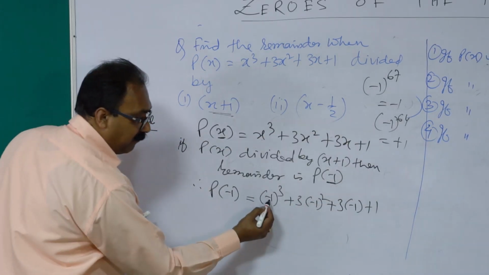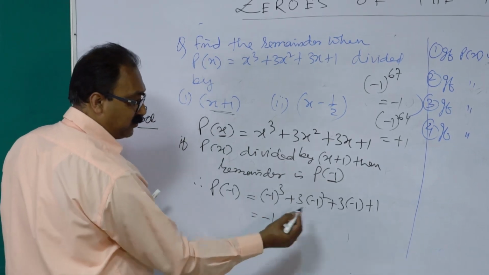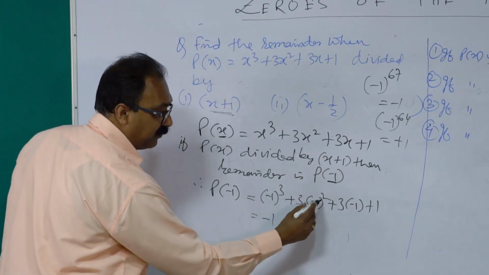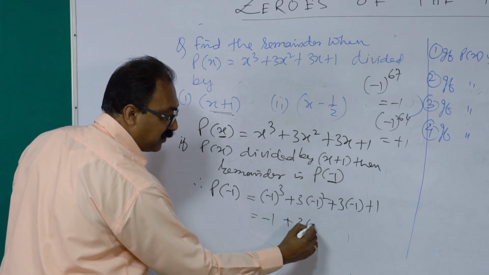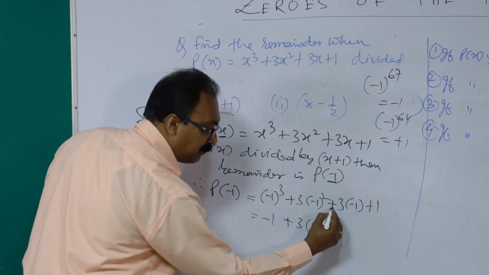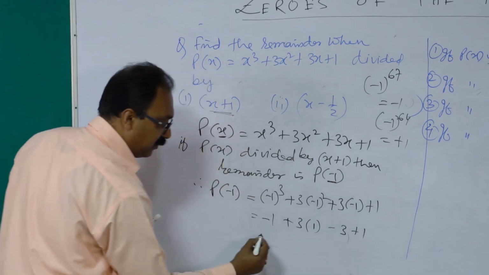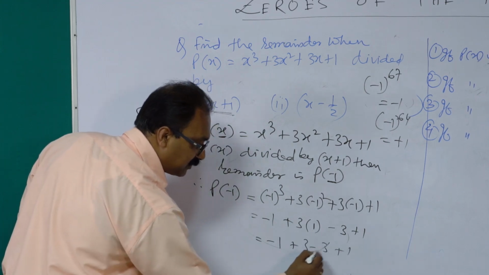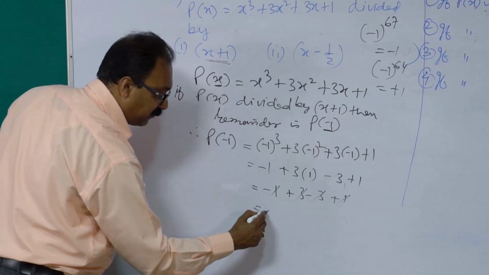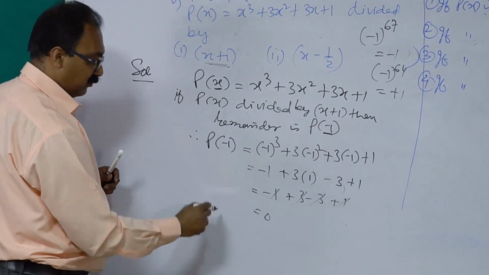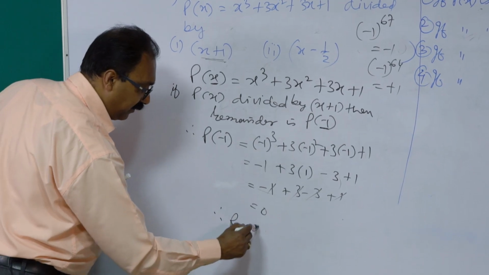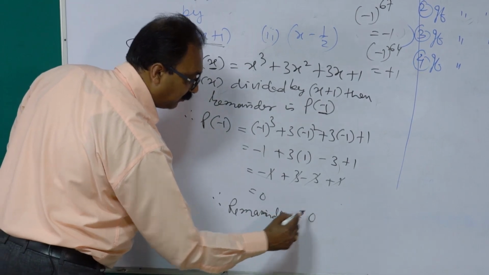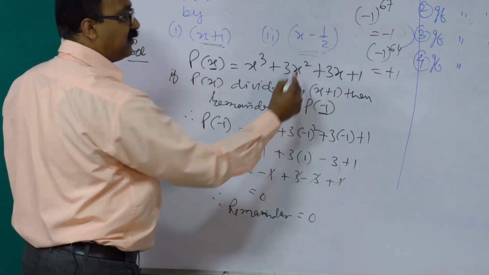Like here, minus comes back. 1 cube is 1, always 1. 1 to the power 1 crore is also 1. Now 3 is an even power, so it becomes plus. So it is plus 1, means only 1. Minus 1, plus 3, minus 3, plus 1. The plus 1 and minus 1 cancel, and you get 0. So what is the remainder? The remainder is 0. Now look at the second question.